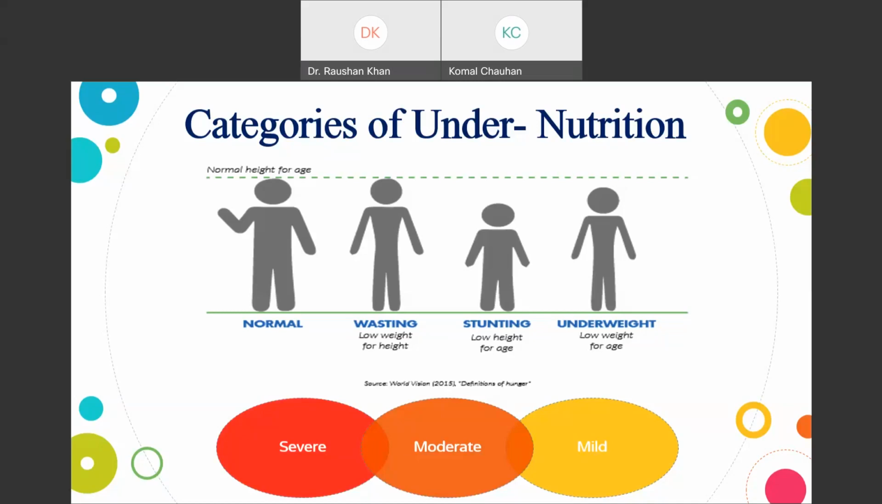Same goes with stunting. Stunting is termed as low height for age. For a particular age category, if the child is low in height, then looking at the WHO growth charts, we can see that the child is suffering from severe stunting, moderate stunting, or mild stunting. Then comes underweight. It refers to low weight for age. If the child is not growing its weight as per its age, then the category is known as underweight. And this can also be of three categories: severe, moderate, and mild.